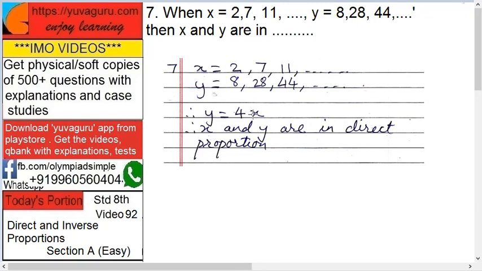In direct proportion, x and y on both sides of the equation are in the numerator or denominator, but on the same side. In inverse proportion, one is in the numerator, the other is in the denominator. Okay. In our case here it is direct proportion. Both are in the numerator.